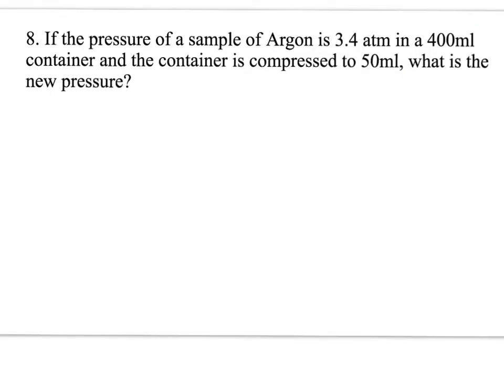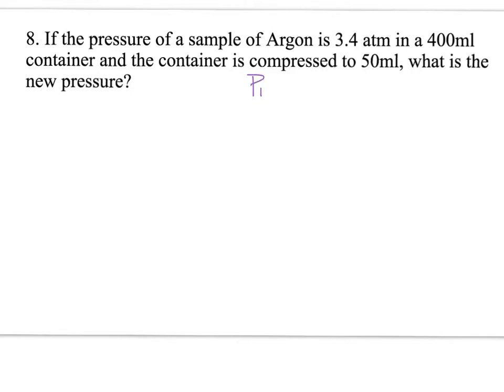Number 8, if the pressure of a sample of argon is 3.4 atmosphere in a 400 milliliter container, and the container is compressed to 50 milliliters, what is the new pressure? And so we're dealing with pressure and volume in this particular equation. And so we're going to use the combined gas law, and then we're going to take out what we don't need in the combined gas law.